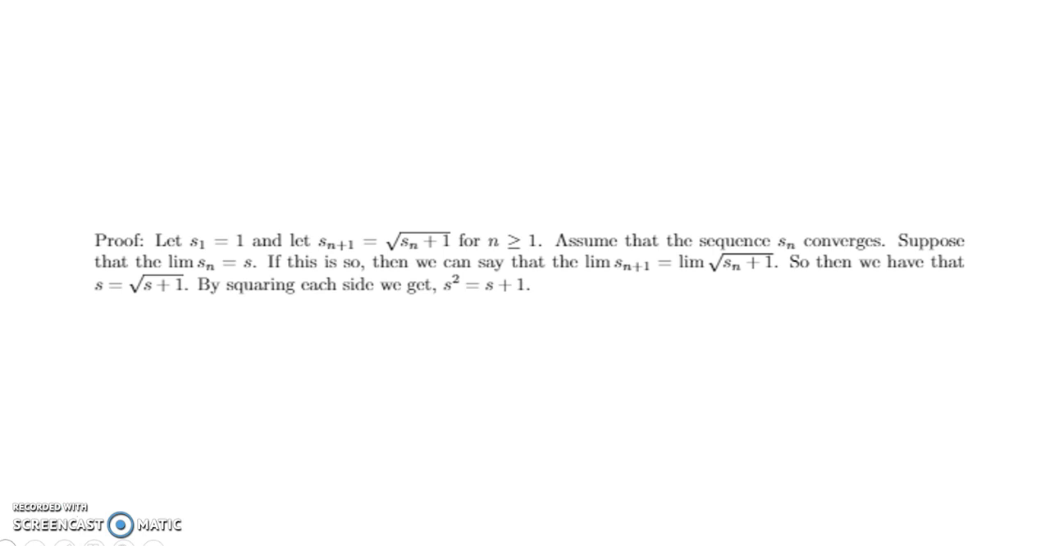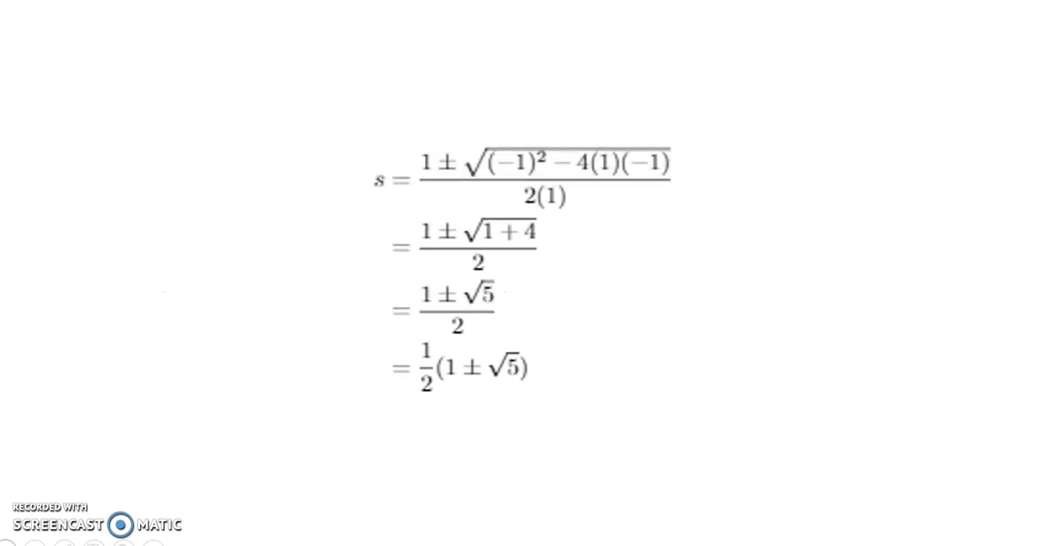By squaring each side, we get that s² = s + 1. We can set this equal to 0 and get that s² − s − 1 = 0. We can use the quadratic formula to solve for s. By plugging in the appropriate values, we get that s = (1 ± √((−1)² − 4·1·(−1)))/(2·1). With further simplification, we get that s = (1/2)(1 ± √5).